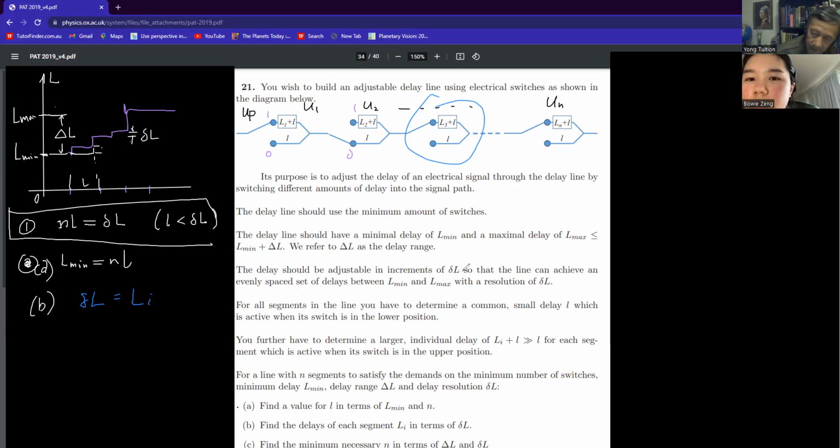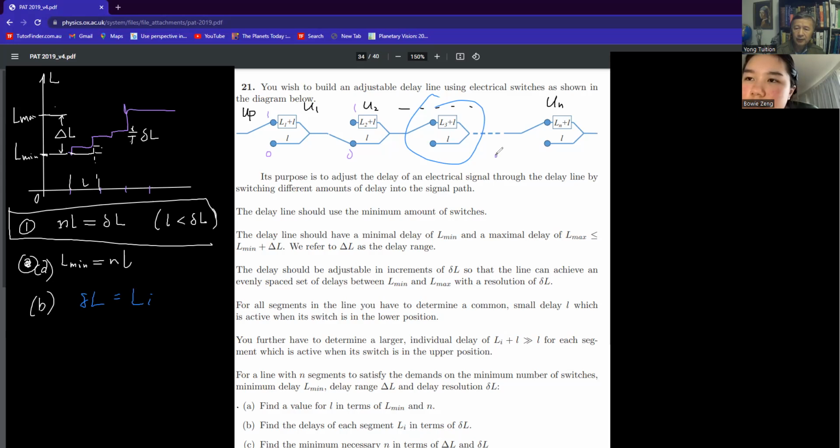How do we interpret this relation? Find the delays. Delays means the delay of each segment, in terms of Li. By delay, do they mean the cumulative one or just the individual one? If you just consider delay, this is in time now. In the previous question they were dealing with the path. Now they are talking about the time.